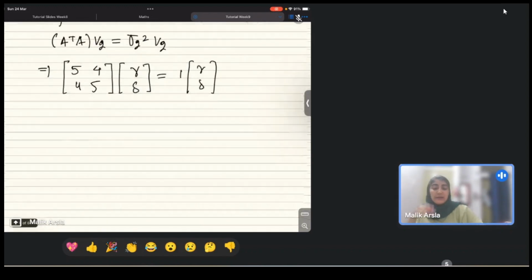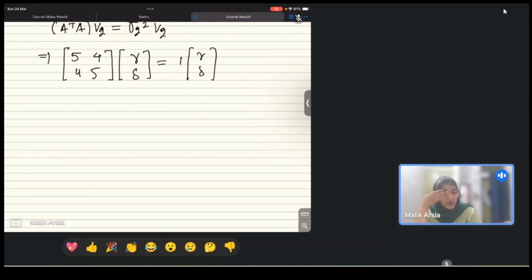Can you quickly tell me what are the expressions for gamma and delta? Like what is the V2 vector coming out to be? Kavita, you have done it fine. What about others?